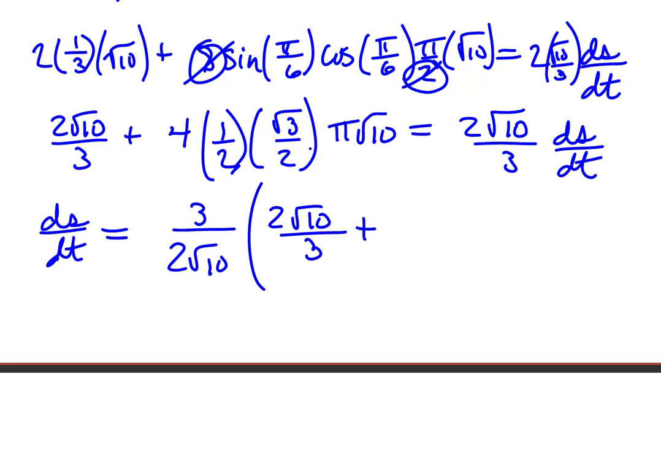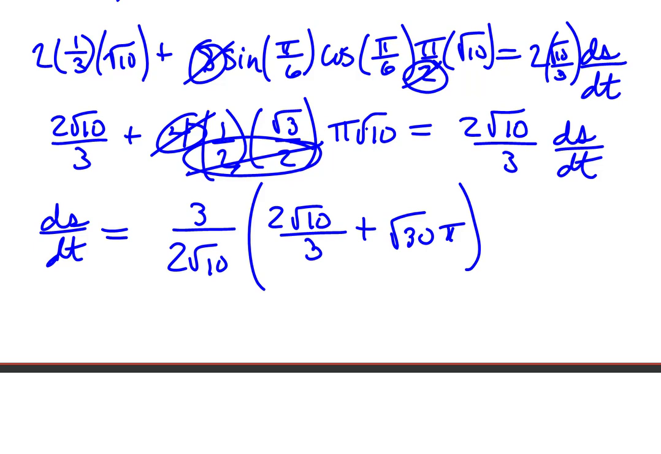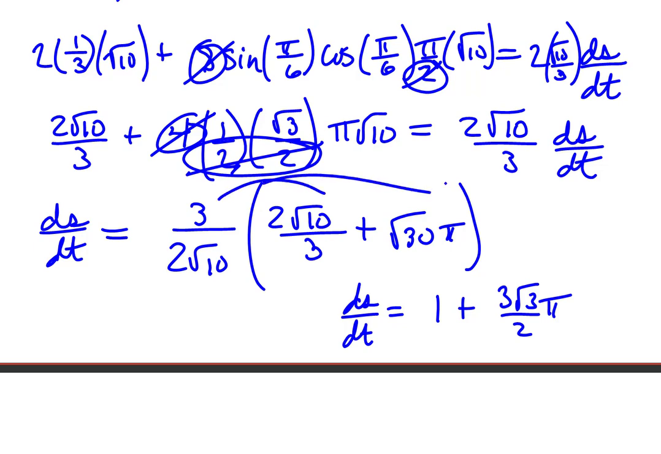And then notice what's happening here. We can cancel some more. These 2's in the denominators would cancel with the 4 that's above them, giving us really just the square root of 30 and then pi, if we multiply the square root of 3 times the square root of 10. If we then distribute this 3 over 2 root 10 into both terms to get ds/dt alone, turns out we'd end up with 1 plus 3 root 3 over 2 times pi. You can check out just the arithmetic of distributing this inside, that's all that is. And then the units for this would be centimeters per second.